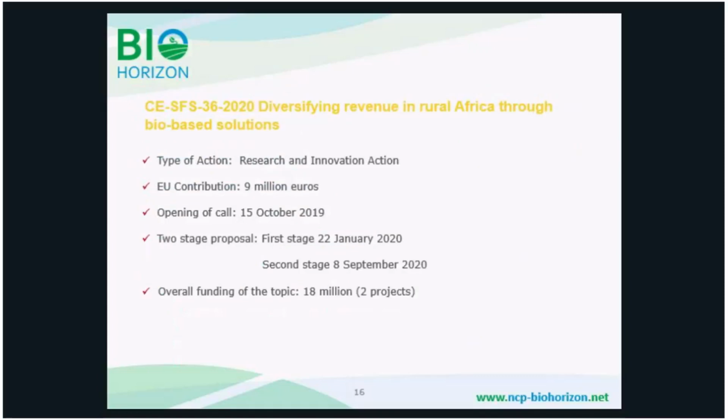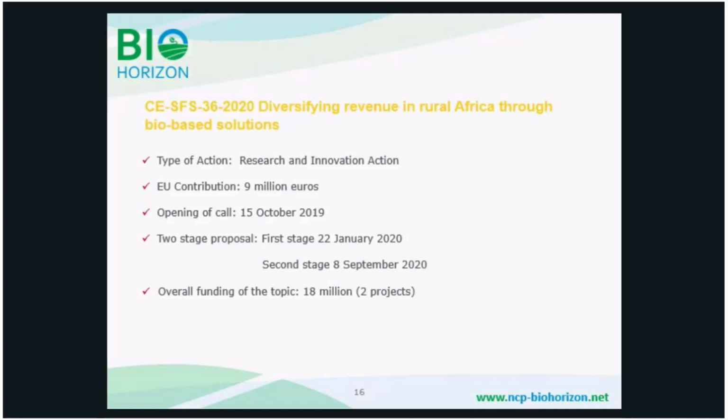Finally, the characteristics for this call are the following. Again, we're looking at the research and innovation action. The European Union will contribute with up to 9 million euros. The call again is a two-stage proposal. It will open on the 15th of October, and the first stage deadline is on the 22nd of January, and the second stage is on the 8th of September of 2020. The overall funding for the whole topic is 18 million euros, so at least 2 projects will be funded by the European Commission.